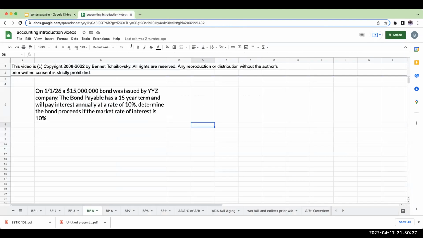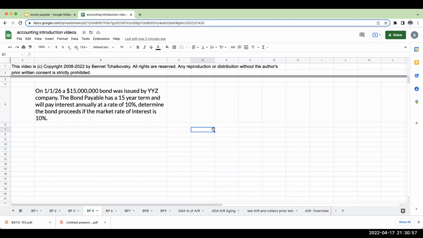So let's take a look at our example. On January 1st, 2026, a $15 million bond was issued by YYZ Company. The bond payable has a 15-year term and will pay interest annually at a rate of 10%. Determine the bond proceeds if the market rate of interest is 10%.